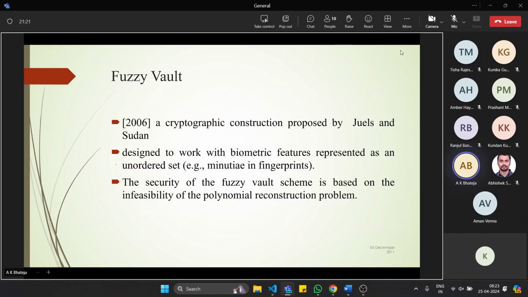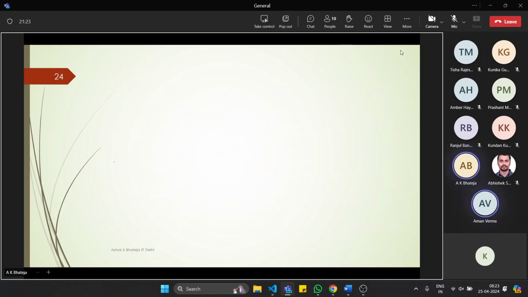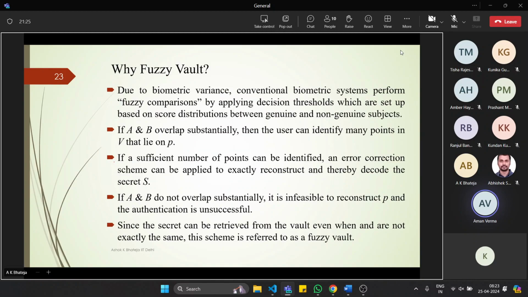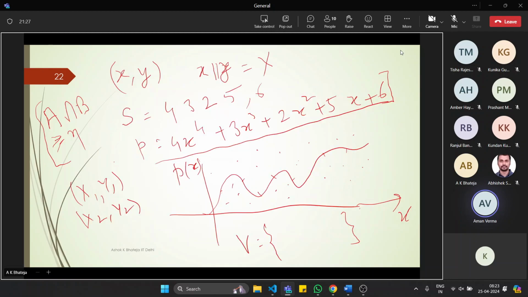Sir, in the previous slide, where you were giving this example of 4325, I'm not able to understand what will be the biometric here and what will be the secret. Will both the secret and biometrics be the same? I'm not sure here, sir, exactly.